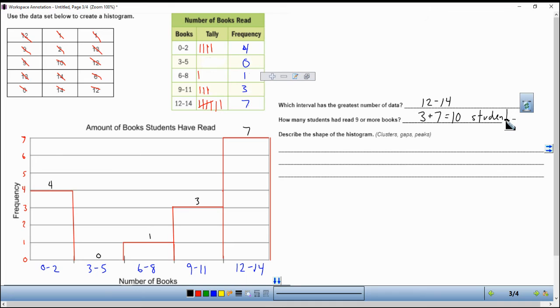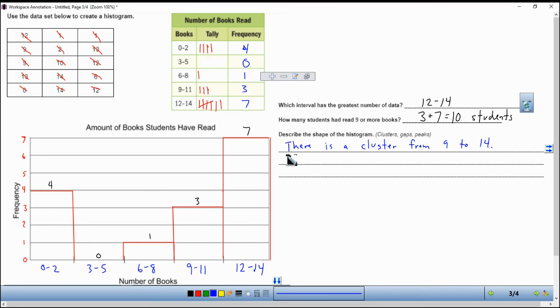And then the last question on this page is asking us about the shape of the data. So clusters. There is a cluster. I would say if you put between 12 and 14, that's fine. If you put 9 to 14, that's fine too. I'm going to put 9 to 14, I think. There's a cluster from 9 to 14. If you put 12 to 14, that's fine too.